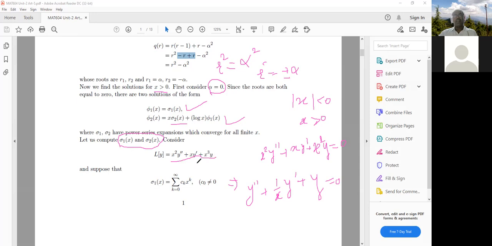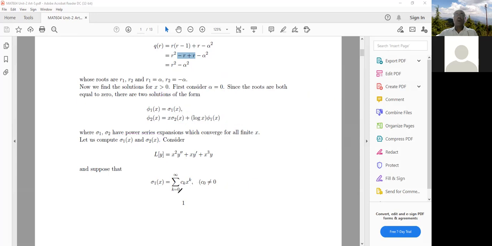Right. Now we have to compute the functions sigma 1 and sigma 2, and for that we consider the equation in this way: x square y double dash plus x into y dash plus x cube y. And suppose that the function sigma 1 has the series form like this. Wherever c0 is not equal to 0, we have this as a function sigma 1 of x. And here we see that this series is a solution of the given differential equation.